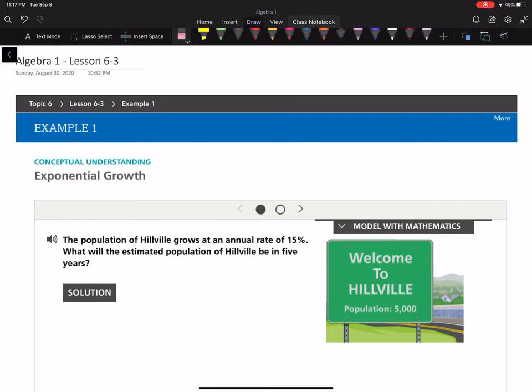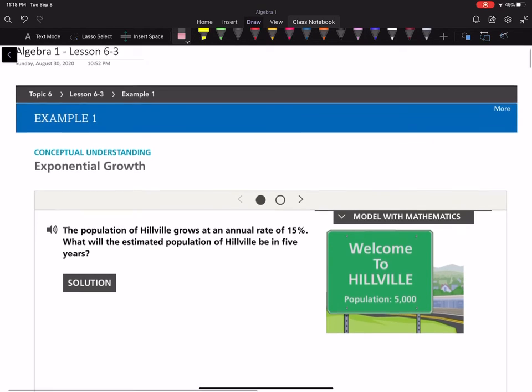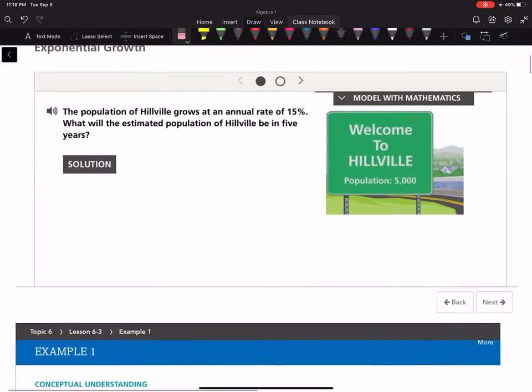Today we're going to talk about Lesson 6.3. Lesson 6.3 is Exponential Growth and Exponential Decay functions. So basically we have functions that will be growing exponentially or decaying exponentially, which means they're growing really fast or they're getting smaller really fast. So let's jump right into it.